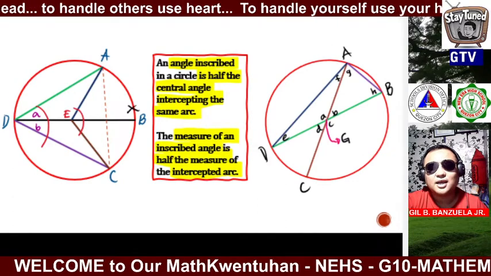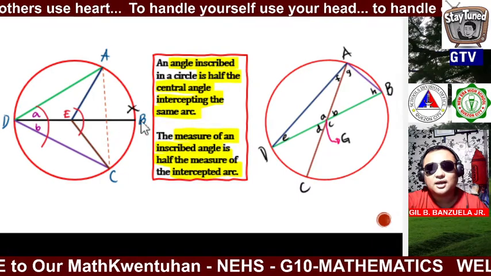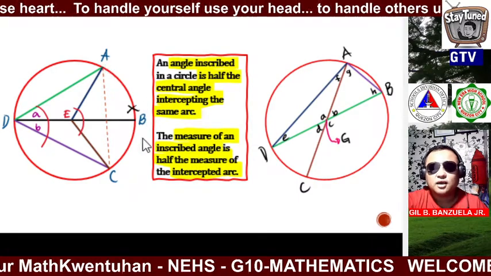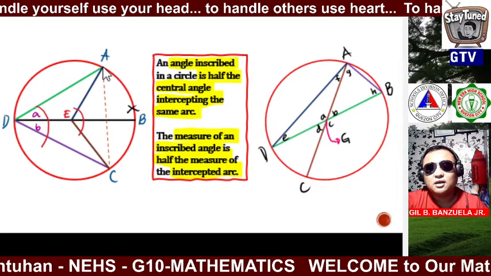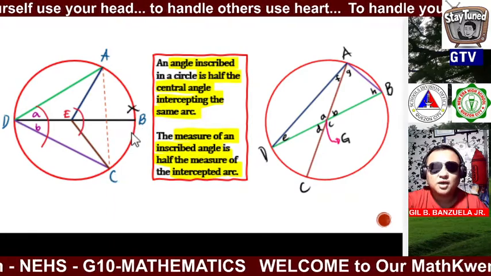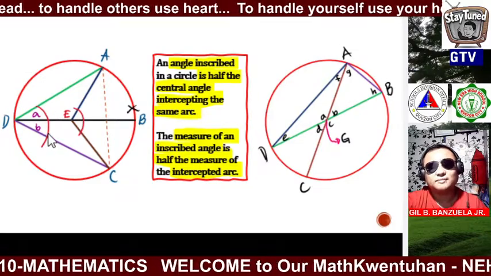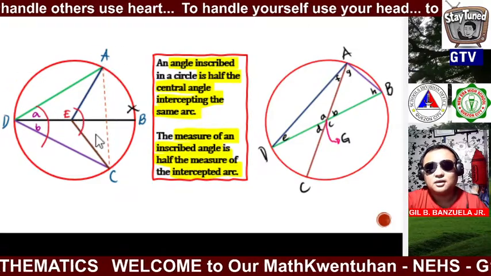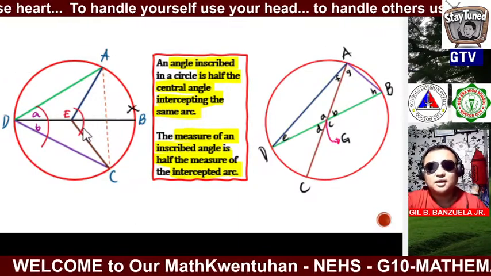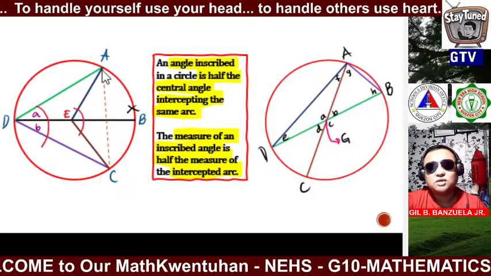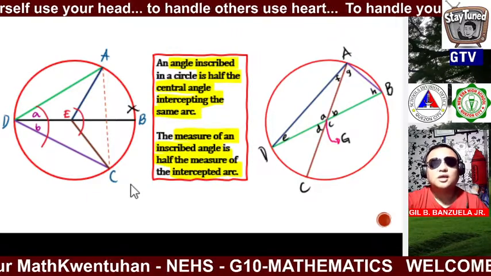Ayan. So, laging kalahati. Kung ano man yung may intercept ng inscribed angle, laging kalahati lang yung measure. Halimbawa, yung arc ABC ay 90 degrees. So, kung kukunin natin yung angle ADC, we have to divide 90 by 2. So, therefore, this is 45 degrees. So, ganun siya. Pero yung ating central angle will remain 90 degrees. Kasi nga, sabi nga natin, the measure of the central angle is equal to its intercepted arc. So, let's try to solve an exercise.